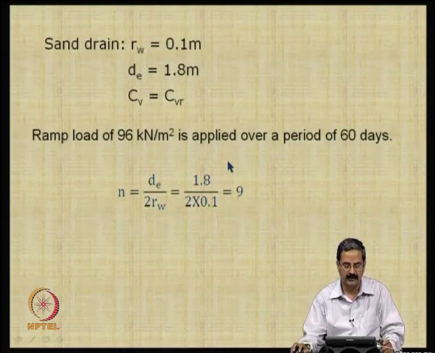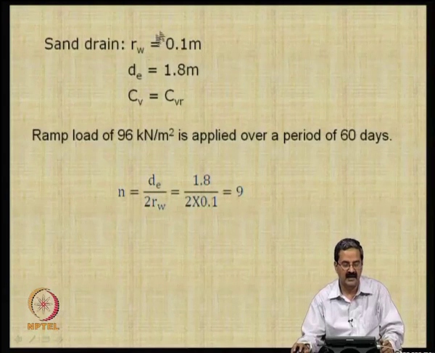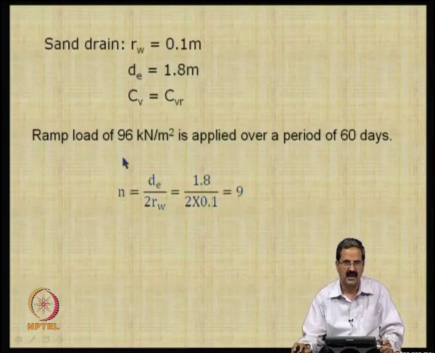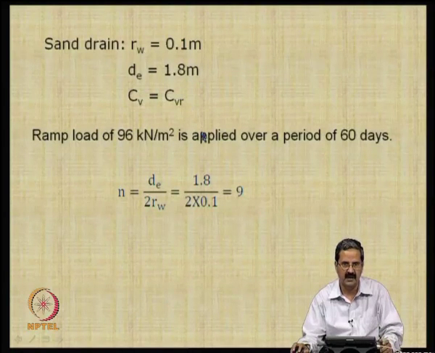I will just give you that the radius is about 0.1, dE, the effective diameter, is 1.8. You can see that it is a little different. I take CV equal to CVR, and a ramp load of 96 kilonewton per meter square is applied over a period of 60 days.